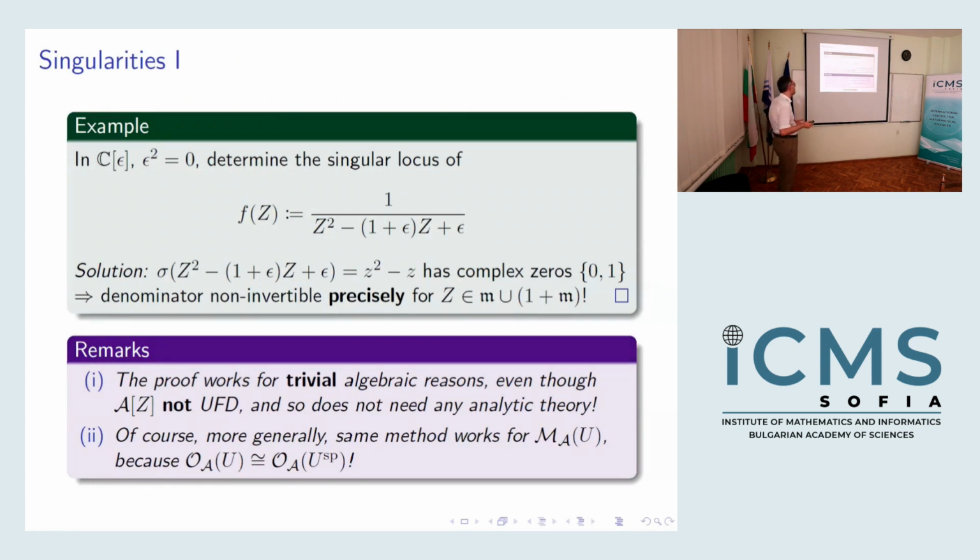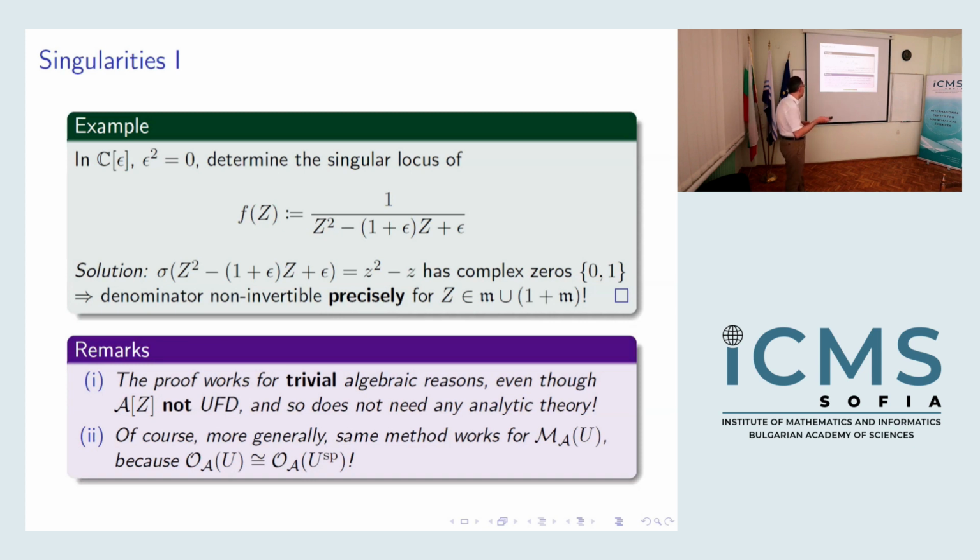Right, and it's a very small example, actually a trivial example. So for example, if you take dual numbers and we ask to determine the singular locus of this function, it has a very simple solution. We take a spectral projection and it gives us a complex polynomial in one variable, which has complex zeros, zero and one. And at this point, we do know that this locus of non-invertibility is going to be exactly the union of the equivalence classes of 0 and 1, so the union of m and 1 plus m. And this is completely trivial, works of course in a much more general setting for projections or some quotient rings.